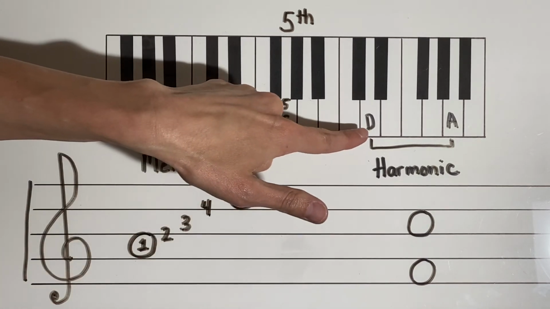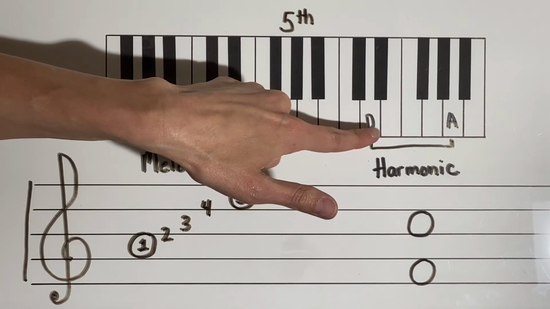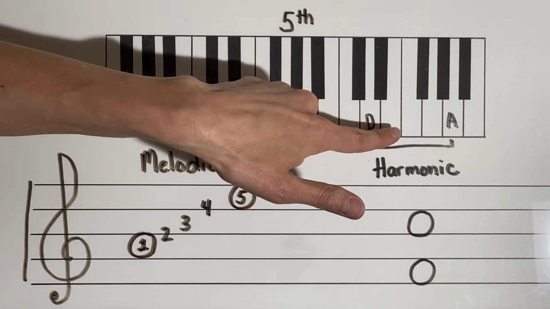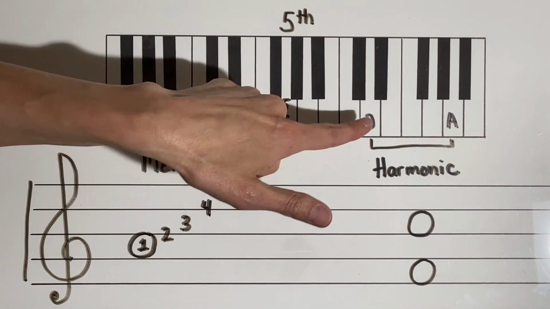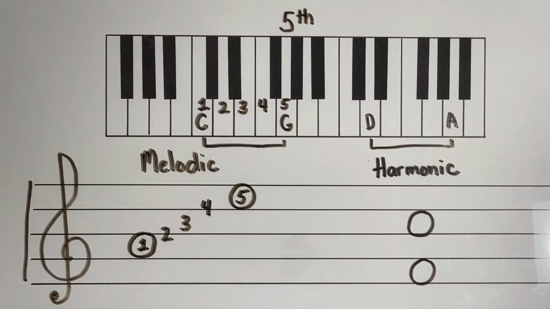Let's do the same thing up here with D. So a fifth above D, starting with D as 1. 1, 2, 3, 4, 5. A becomes our fifth. So D to A is our fifth.